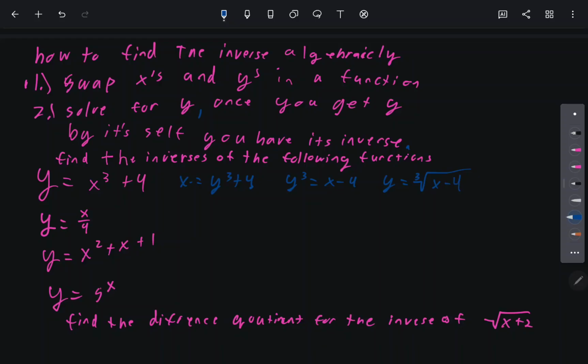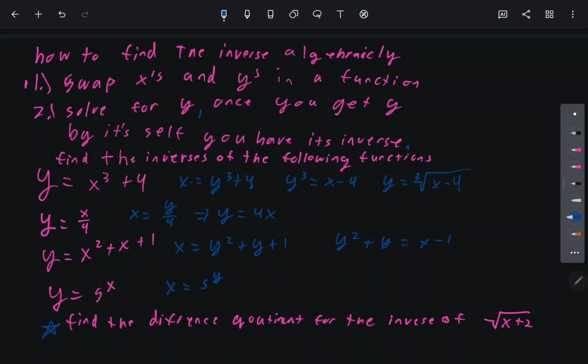Now, take your time, work through the following problems, and we'll go through them together. So now that we're back, you'll see that I've worked through all of these problems. Let's first work on the top one. We first start by swapping the x and the y, so we get x is equal to y over 4. Now we can solve for y: multiply both sides by 4, and we get y is equal to 4x.